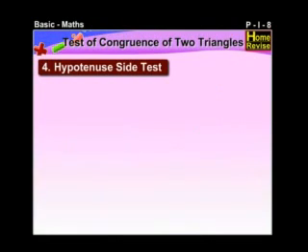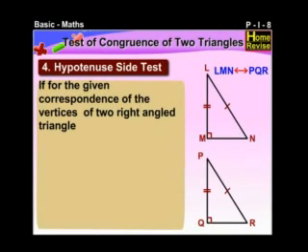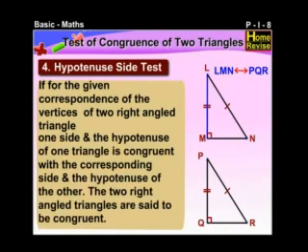Now fourth test, hypotenuse side test. According to this test, if for the given correspondence of the vertices of two right angle triangles, one side and the hypotenuse of one triangle is congruent with corresponding side and the hypotenuse of the other, then two right angle triangles are said to be congruent.